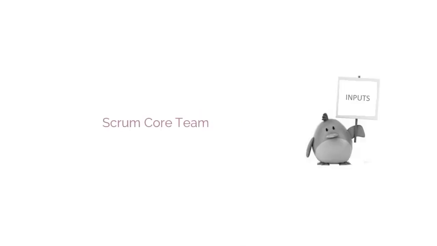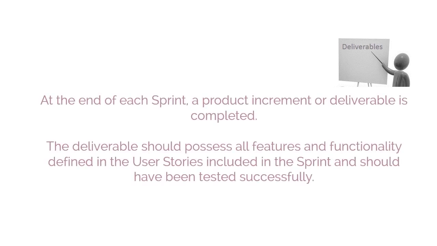The source of input in this process is undoubtedly the Scrum core team. Moving on, another important source of input is the sprint deliverables. At the end of each sprint, a product increment or deliverable is completed. The deliverable should possess all features and functionality defined in the user stories included in the sprint and should have been tested successfully.